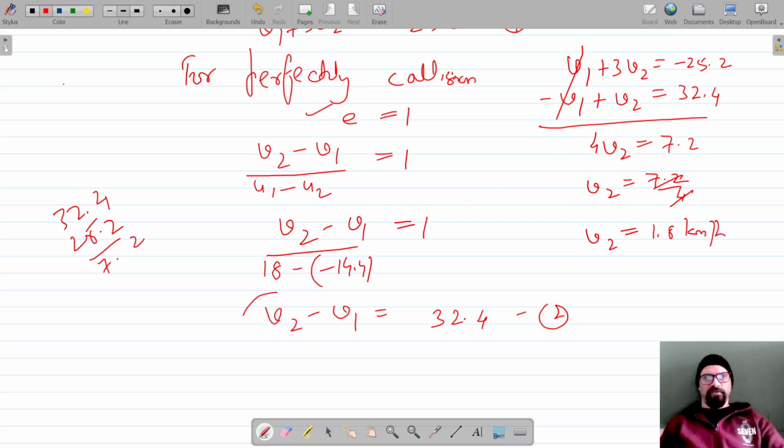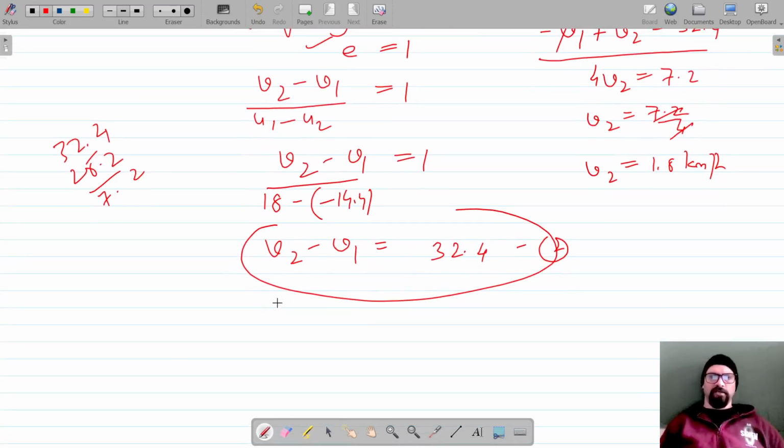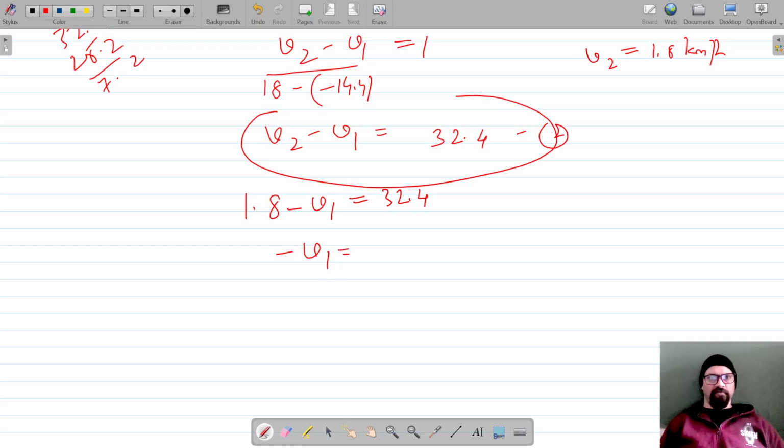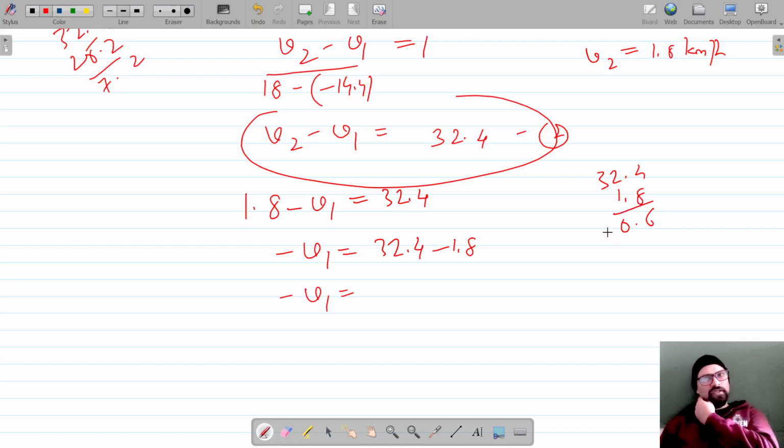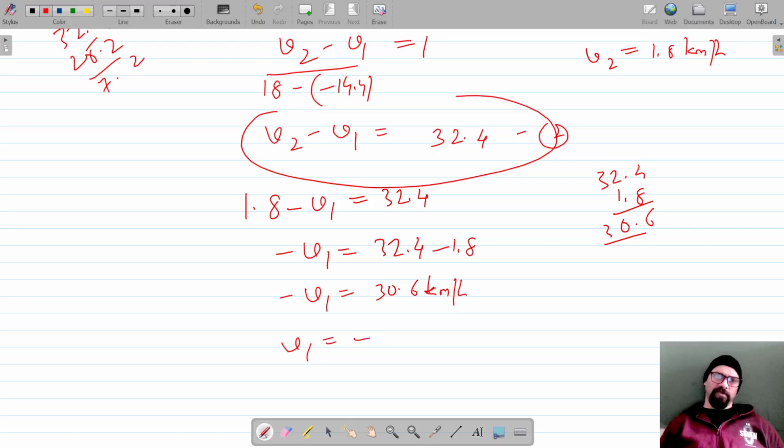And we can use either of these equations. Let's use the second equation to get the final velocity of the first body. So this is 1.8 minus V1 is equal to 32.4. So negative V1 is equal to 32.4 minus 1.8, which is 30.6. So V1 is negative 30.6 kilometer per hour.